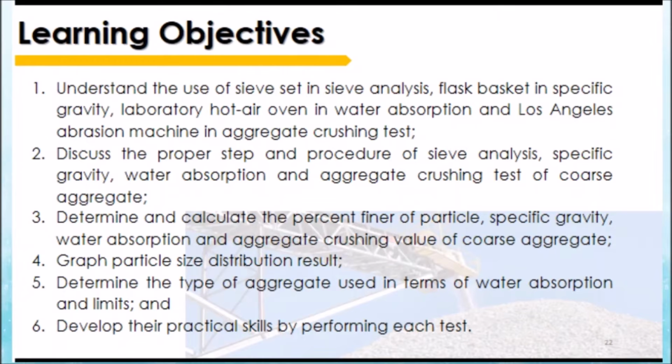Next, we also have to determine and calculate the percent passing of particle, specific gravity, water absorption, and aggregate crushing value of coarse aggregate. Next is to graph particle size distribution result. And then next is to determine the type of aggregate used in terms of water absorption and limits, and then develop their practical skills by performing each test.